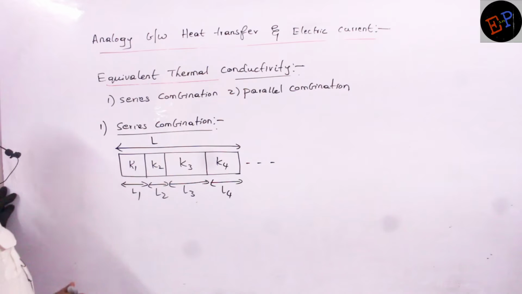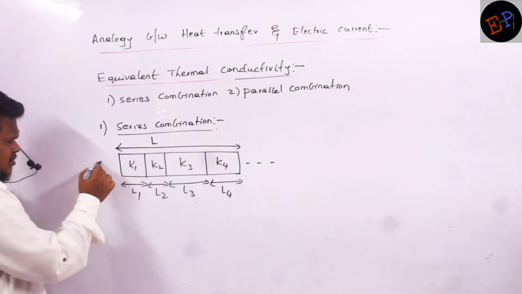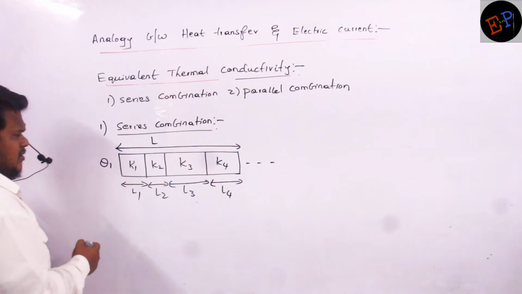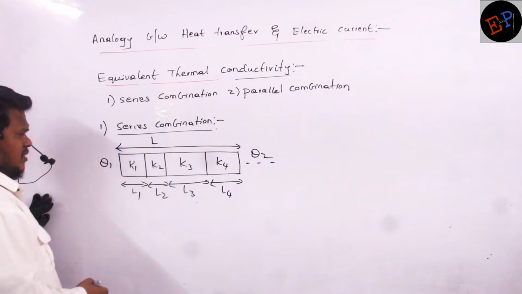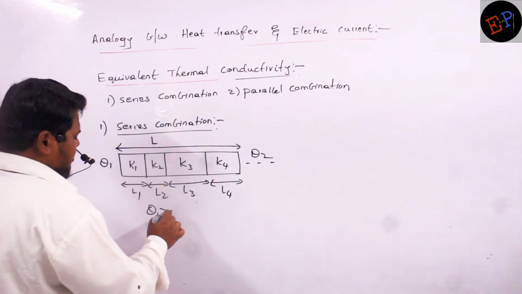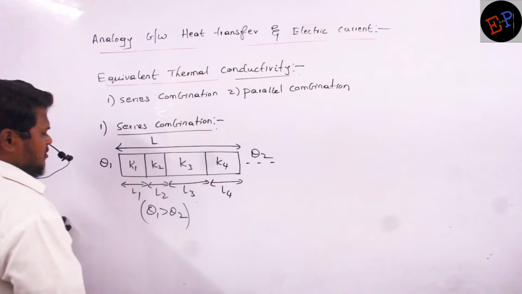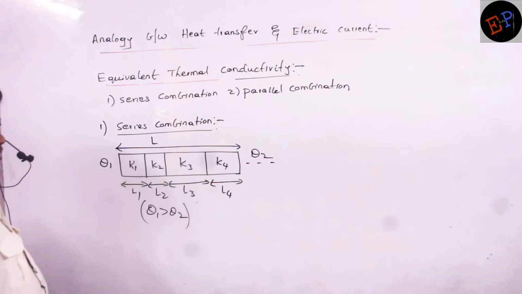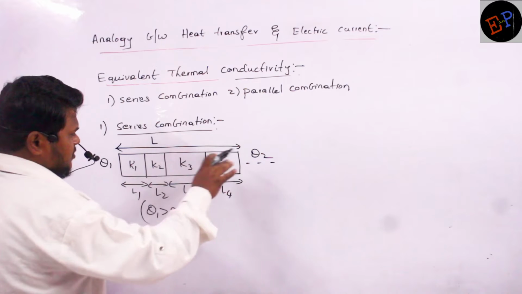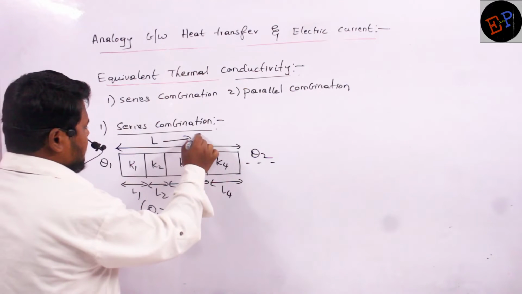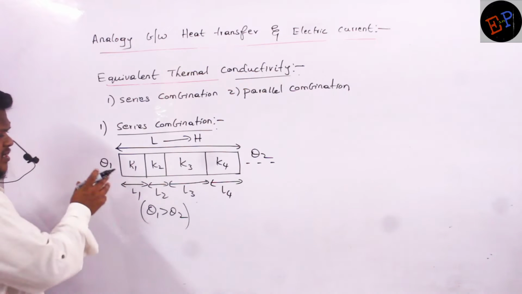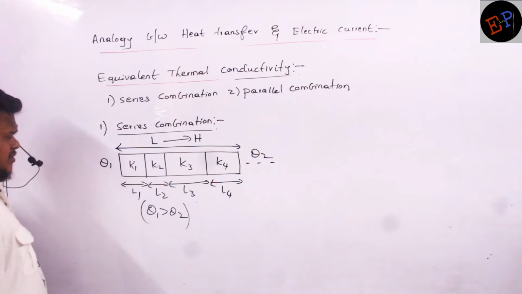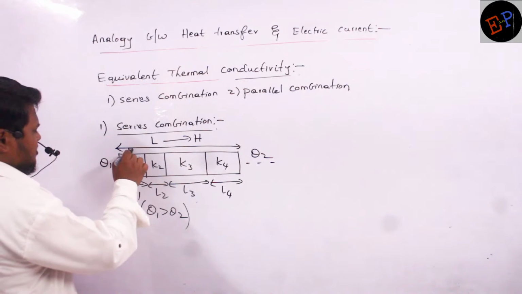Are you able to understand? Here the first rod is maintained at a temperature theta 1, and the last rod is maintained at a temperature theta 2. Consider theta 1 is greater than theta 2. If theta 1 is greater than theta 2, heat energy flows from this side to the other side. So this is the direction in which the heat current will flow.